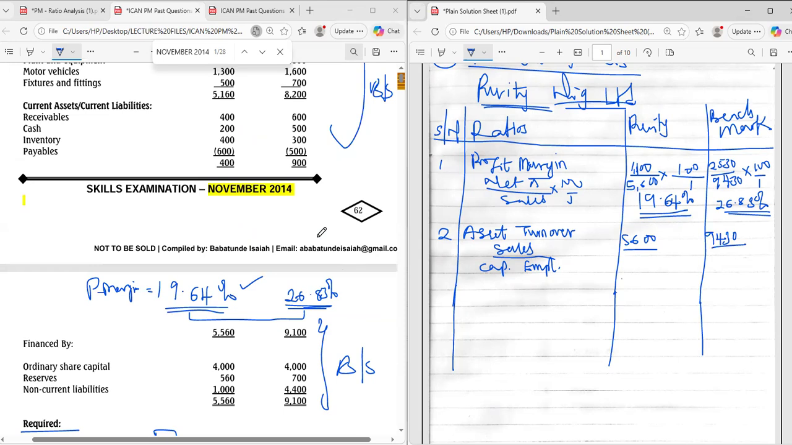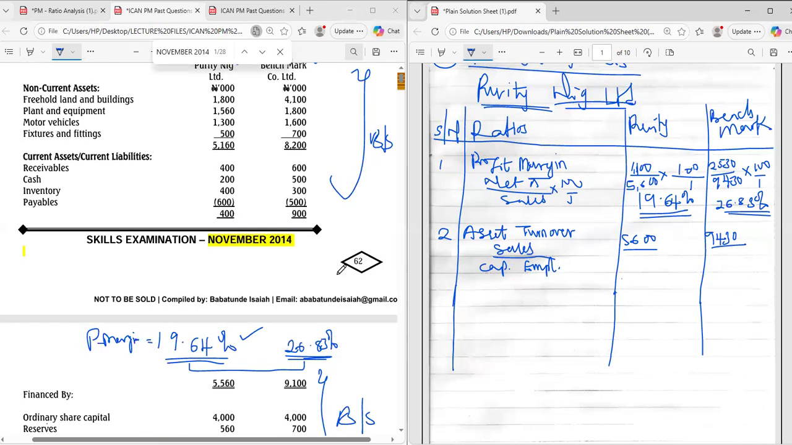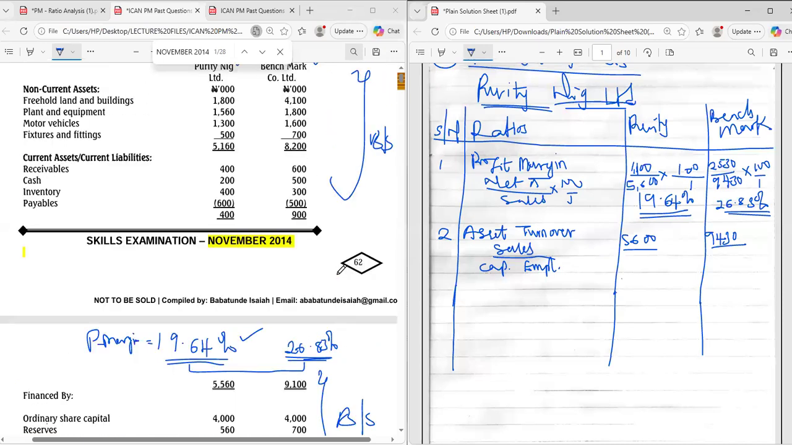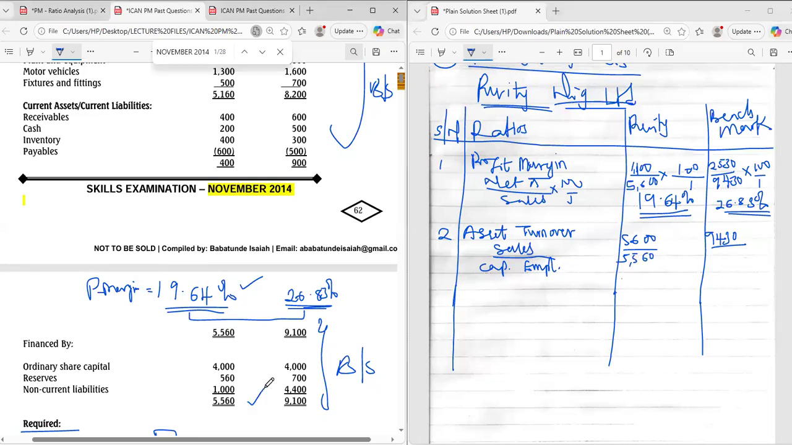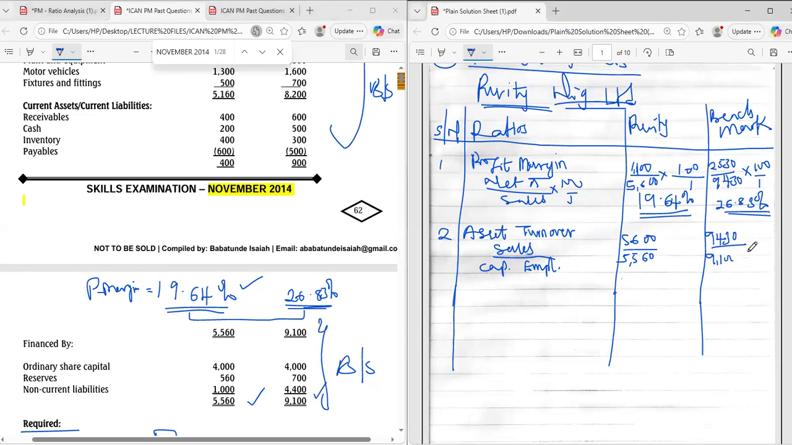Who can tell me capital employed? Ordinary share capital plus reserves plus non-current liabilities. Thank you. 5,560. And the other one is 9,100. So help me, calculator wise.